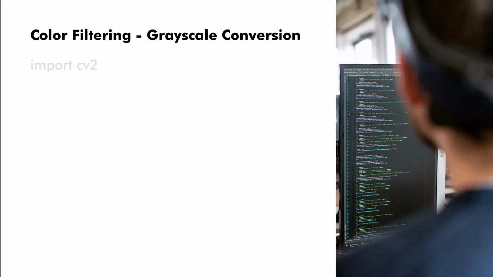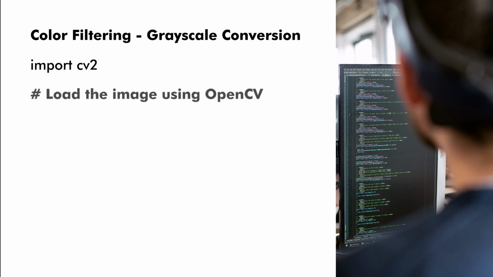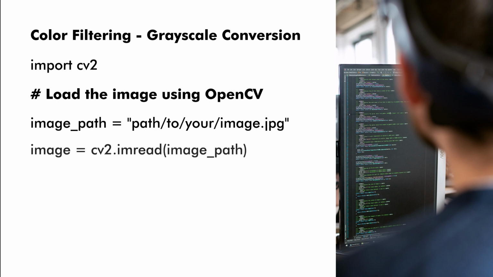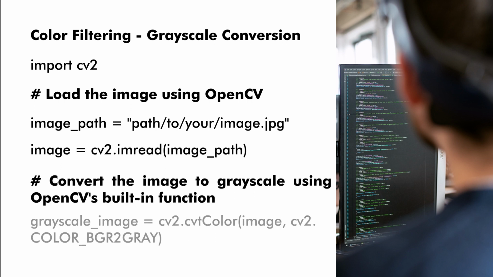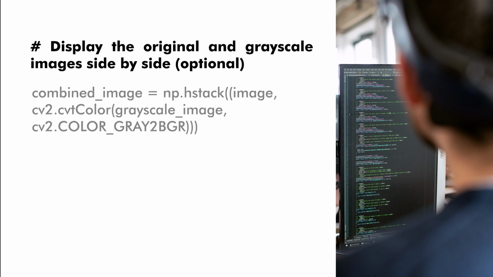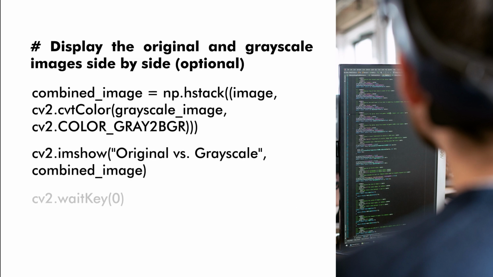So, Python code for this, here we have to import the library, then we have to load the image using OpenCV, then convert the image to grayscale using the OpenCV built-in function, then display the original and grayscale image step by step, as it is optional.